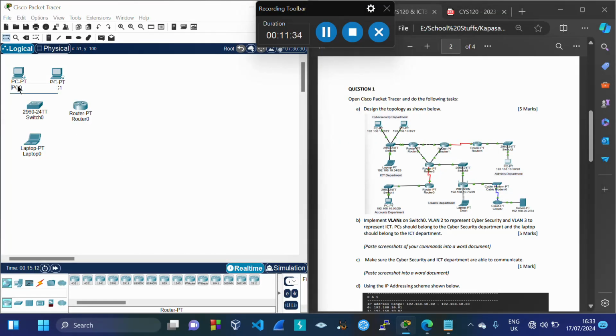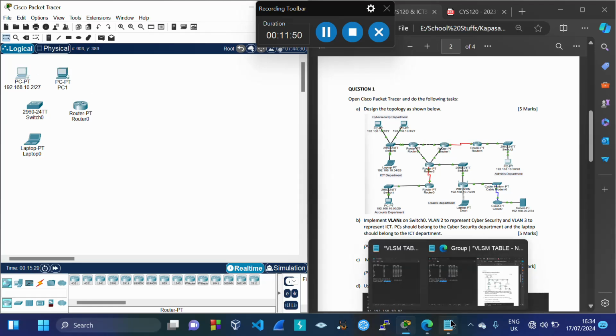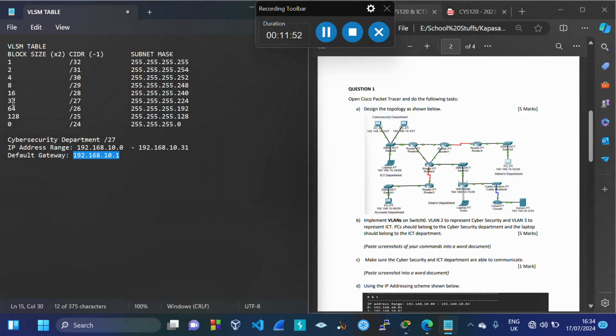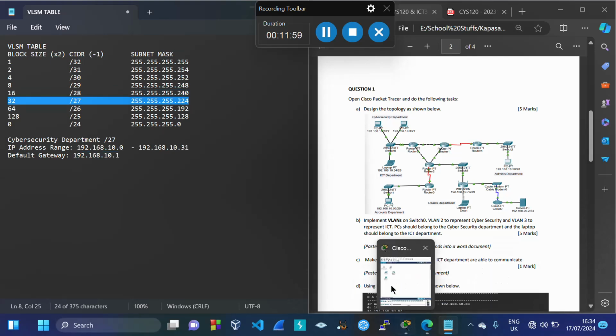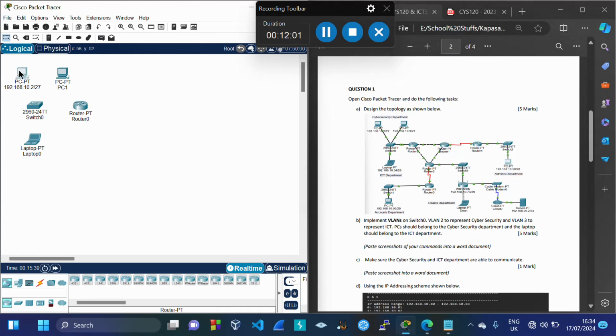So by using a label, we are saying this is .2, then /27. So we need to understand what /27 is all about. What's the mask for a /27? So we did our subnetting, which is good. So we are saying a /27 has a default mask of 224 at the end. So we are going to configure this PC with that information.